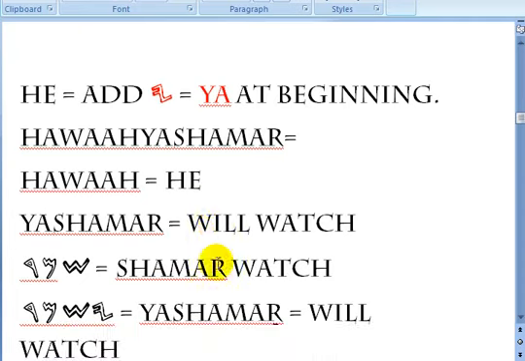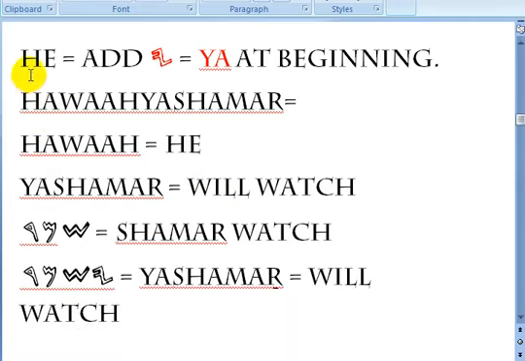Alright? The next one is he. So he, you will add a ya at the beginning of the word. Hawa'a ya shamar. Hawa'a is he, ya shamar will watch. Alright, he will watch. Shamar is watch. Ya shamar is will watch. This is the future tense of saying it.